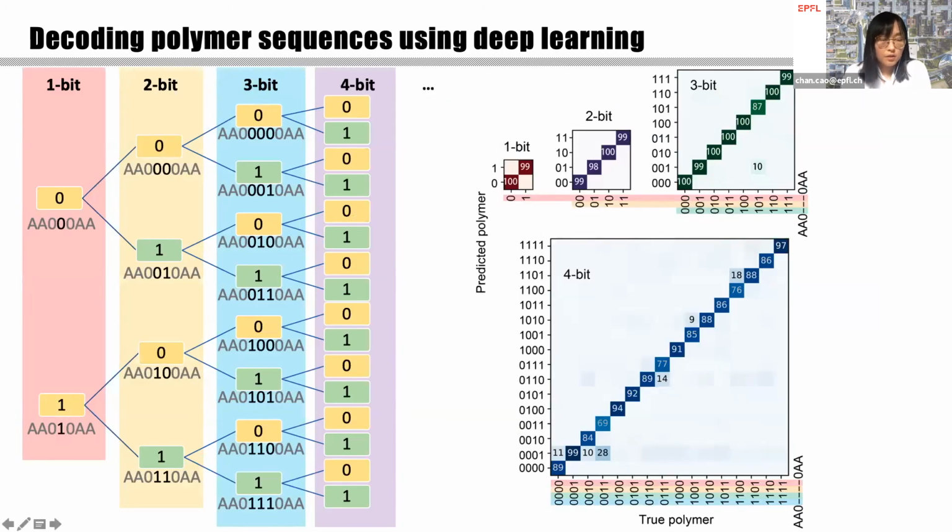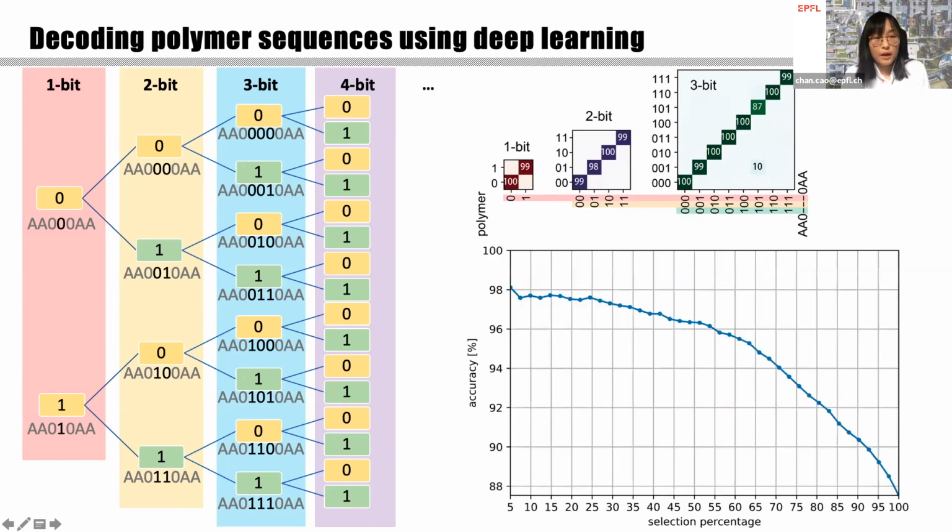Instead of only 3 bits, we also consider 1 bit, 2 bit, and 4 bit length polymers, and we tried all combinations for these different lengths. Here is the deep learning result. We do observe an accuracy decrease for longer polymers, but the accuracy here is always related to the selection percentage, how much data you use to predict your result. I would say it's okay, because at 90% selection you have higher than 90% accuracy.